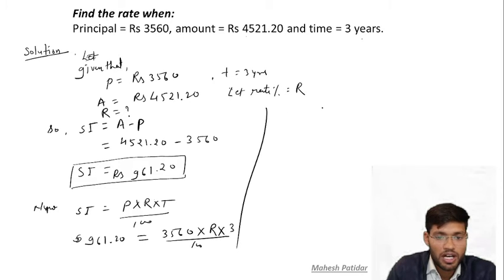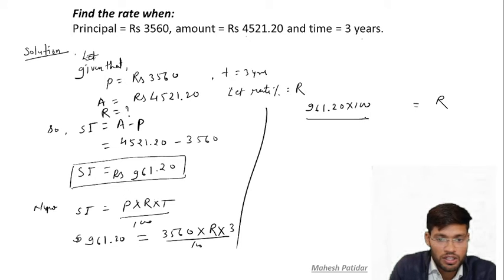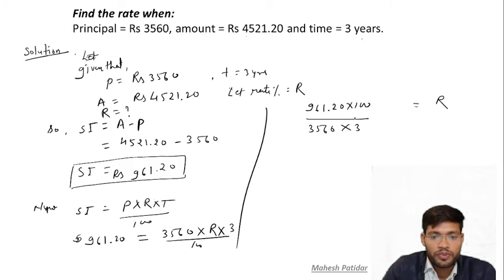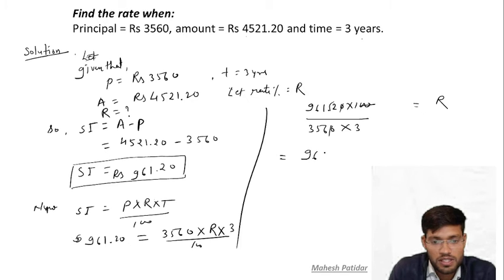We will separate the R to this side, so R is equal to 961.20 into 100 upon 3560 into 3. Now when we multiply them, the point will be removed and 0 will be cut by 0. So it will become 9612 upon 356 into 3. When we divide it, it will give the rate percentage.